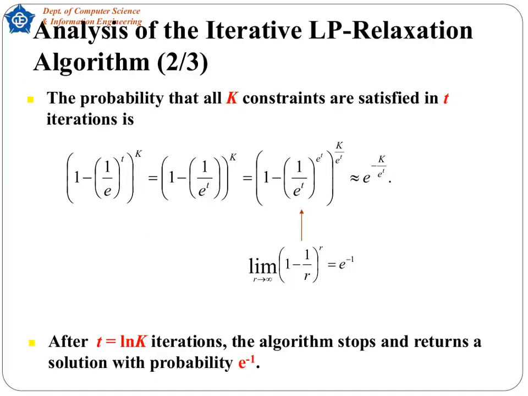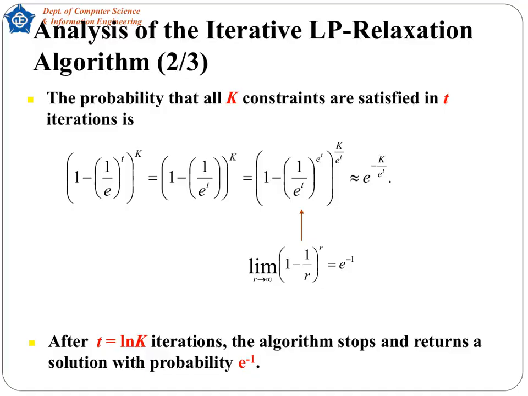Now let's bound the probability that after t iterations, all k constraints remain satisfied. We start with the exact expression, (1 - (1/e)^t)^k. Next, by invoking the standard limit, (1 - 1/r)^r → 1/e, we can approximate this probability as exp(-k / e^t).